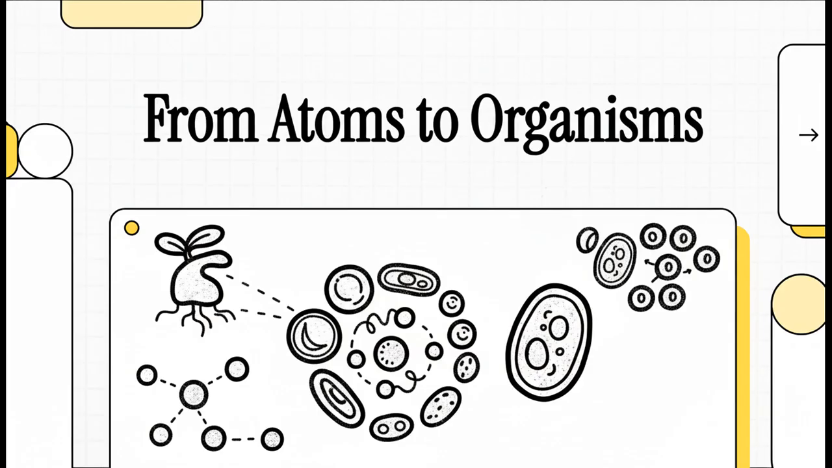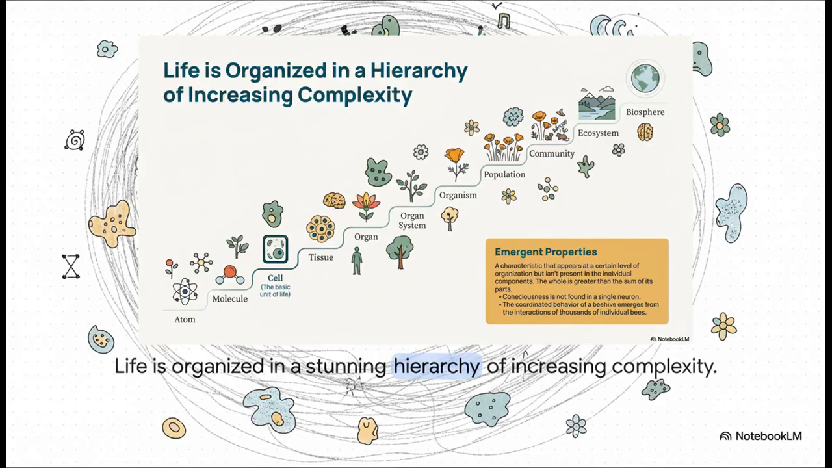So, let's get started. To really get a grip on life, you have to appreciate how incredibly organized it is. It's like this amazing ladder of complexity. You start at the bottom with simple atoms, right? Those atoms link up to form molecules. Then those molecules build the basic unit of life, the cell. And it just keeps going. Cells form tissues, tissues build organs, and on and on and on, all the way up to the entire planet. And what's so cool is that each step up this ladder creates something totally new, something much greater than just the sum of its parts.